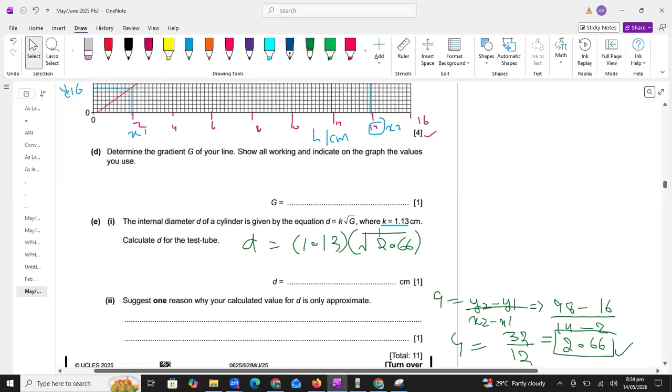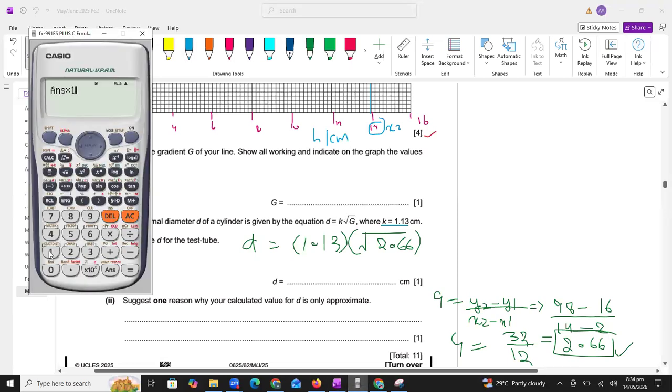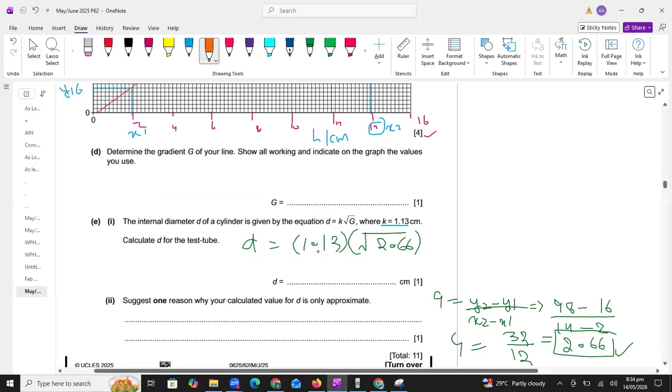Then we have to multiply it by 1.13. All right. So now we are getting the diameter of the internal test tube, that is 1.84. So diameter of the internal test tube is 1.84. Is it clear to you, students? 1.84 is the diameter of the internal test tube, and the gradient we were getting 2.66. Clear?